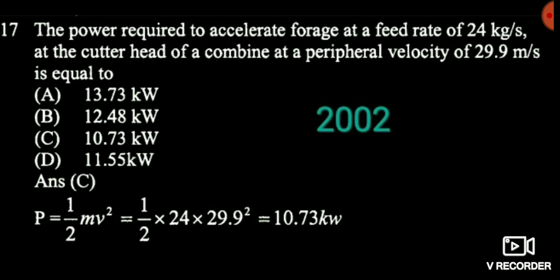Now friends, see the questions. Here it is asked in 2002. Very simple question. The feed rate is given 24 kg per second and the velocity is given, and it is asking about the power. You simply do 1 by 2 into m v square and you put values and you can get your answer, that is 10.73 kilowatt. So friends, when you are doing this calculation, you will get your power in watt, then you divide it by 1000, you can get it in kilowatt.